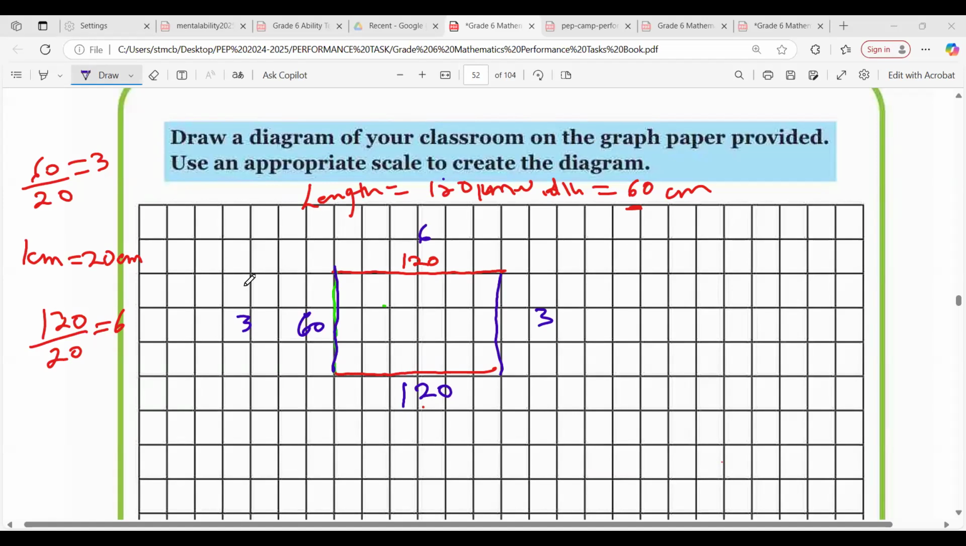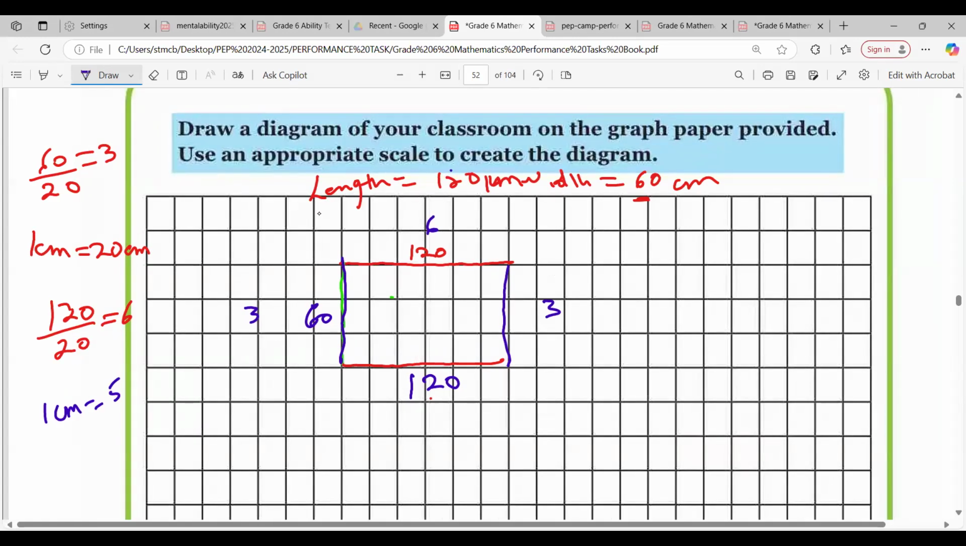So for the length, I would use 5. For the length, I would use 120 divided by 5. Okay, so 1 centimeter represents 5 centimeters. So let's see how many of the squares we need. 120 divided by 5. What do you get? I would get 24 centimeters. All right, 24.